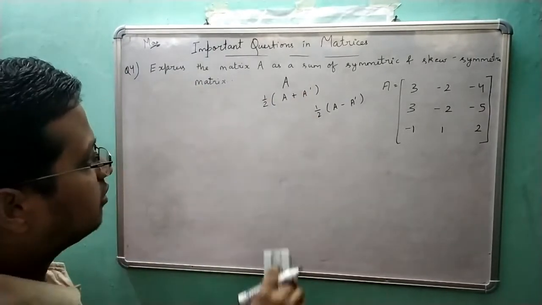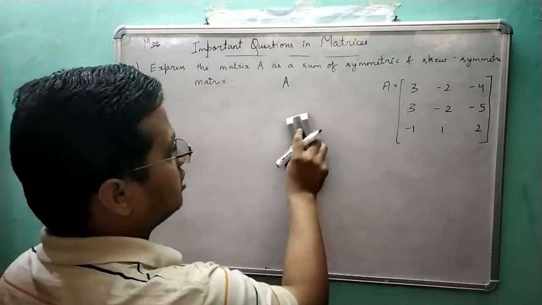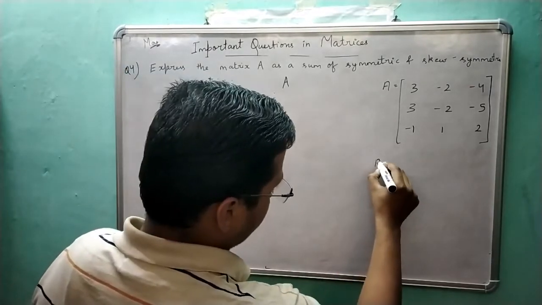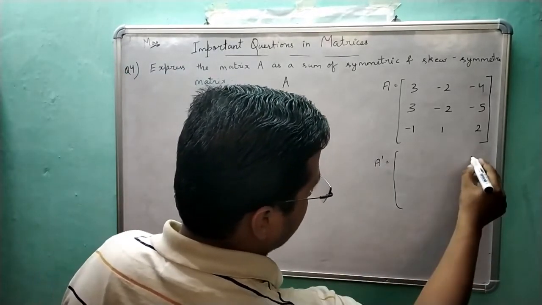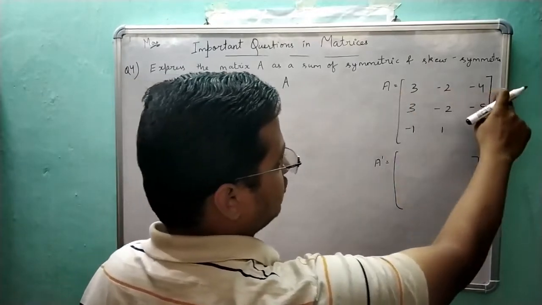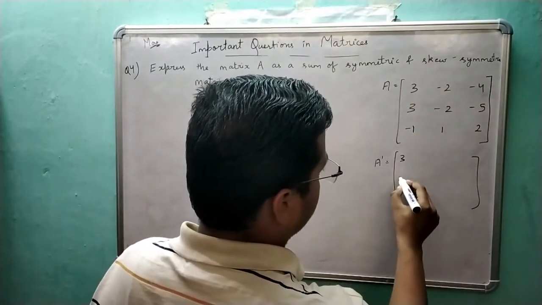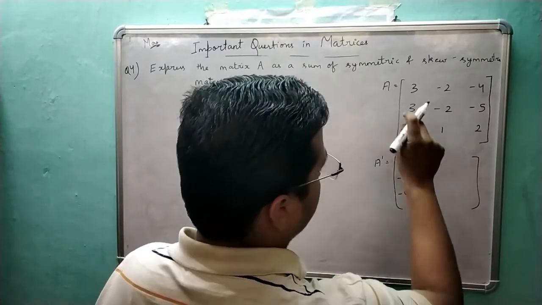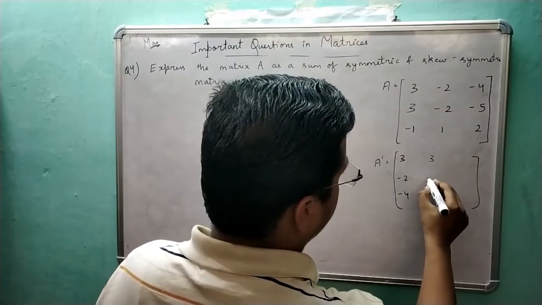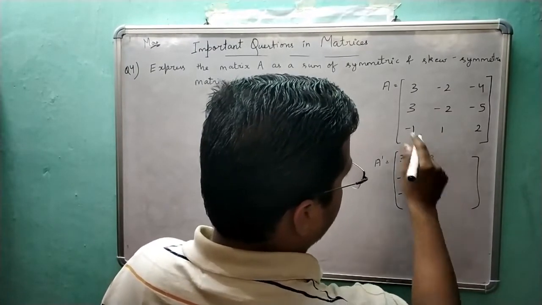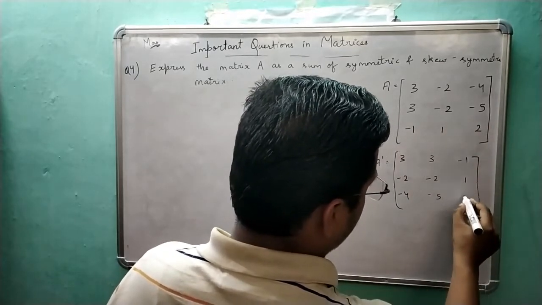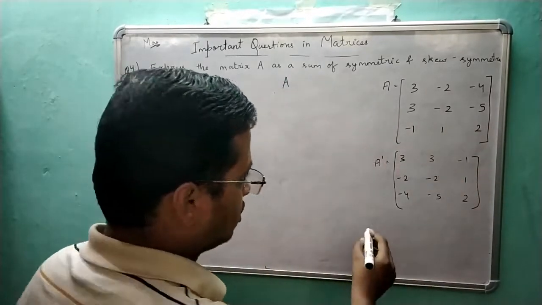So let us start with finding A transpose first. So A transpose will be, first row is this one, so it will become the first column. So 3, minus 2, minus 4 becomes the first column, 3, minus 2, minus 5 will become the second column, minus 1, 1, 2. So this is our transpose.